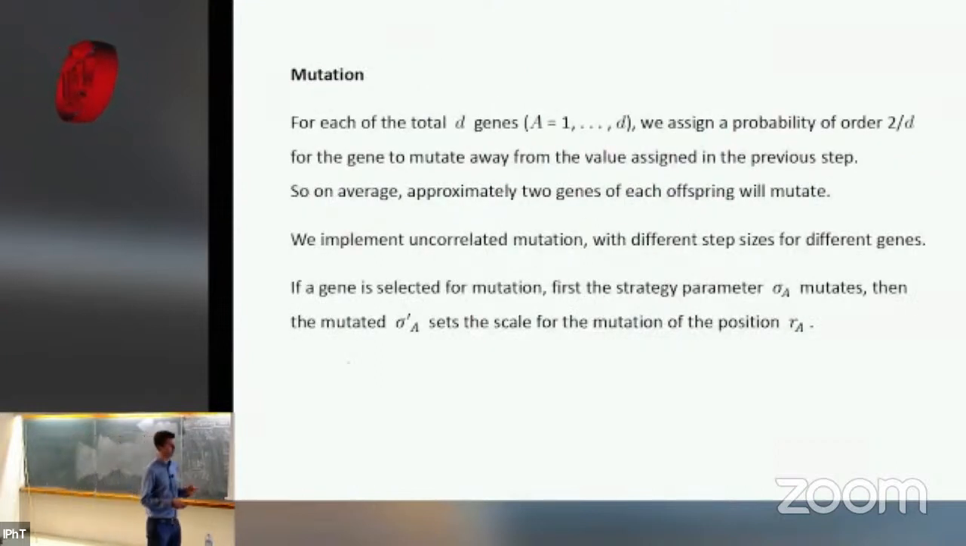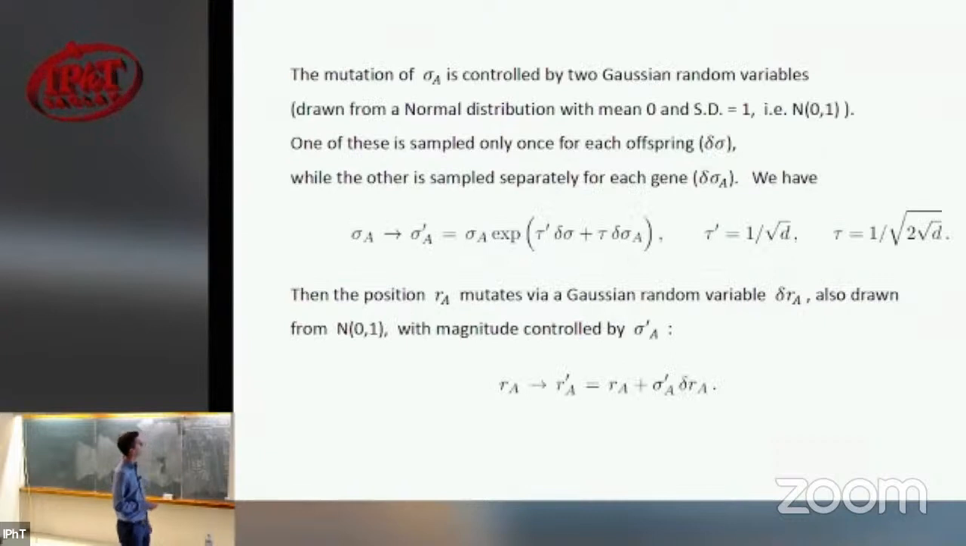For the mutation process, we assign a probability such that on average, about two of the genes will mutate, again with a random process of adding a pseudo-random mutation to that parameter. The mutation is controlled. I've got to go quickly because these are just small details. We have a couple of Gaussian random variables. One of these is selected once for each offspring, that's delta sigma. And the other is sampled separately for each gene. So this is just adding uncorrelated randomness to the mutation process. The magnitudes are controlled by these strategy parameters. So this is how the strategy parameters are used by the algorithm: they set the magnitude of the random mutations.